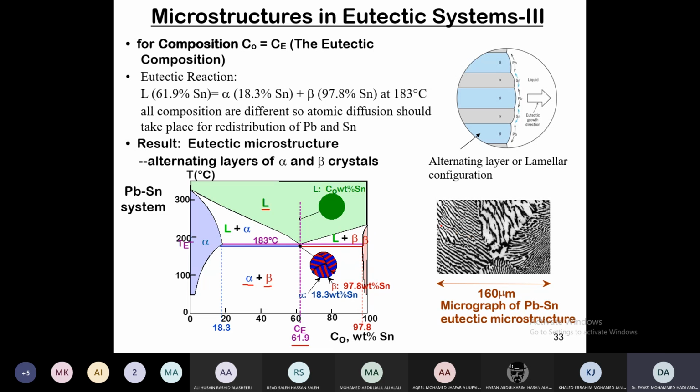As you could see, it looks like that. These are basically alternating layers of the alpha and beta. This is one colony. This is another colony here. This is the third colony. This is the fourth one. So these we refer to as colonies, and you have the alternating layers, the lamellar configuration of the alpha and beta. That is the microstructure that you are going to get. If you cool down here, you get this beautiful microstructure.